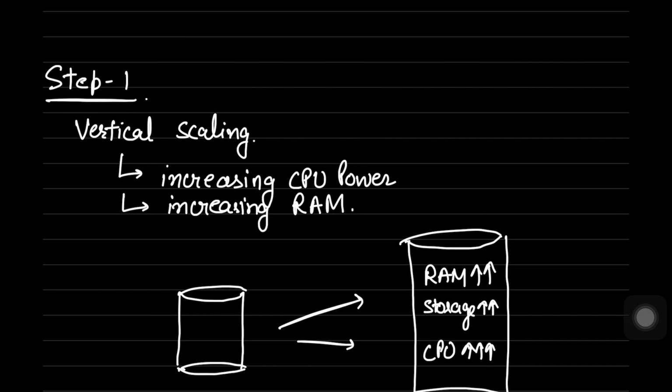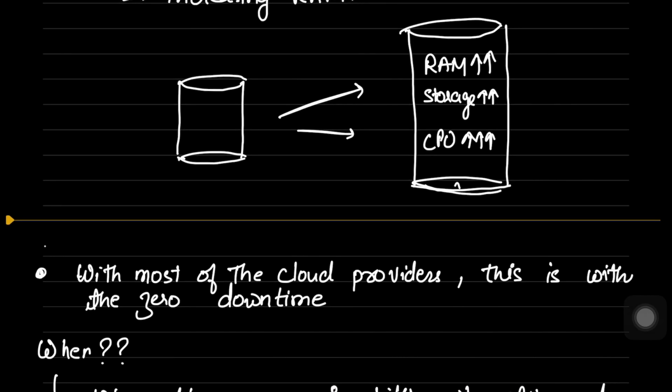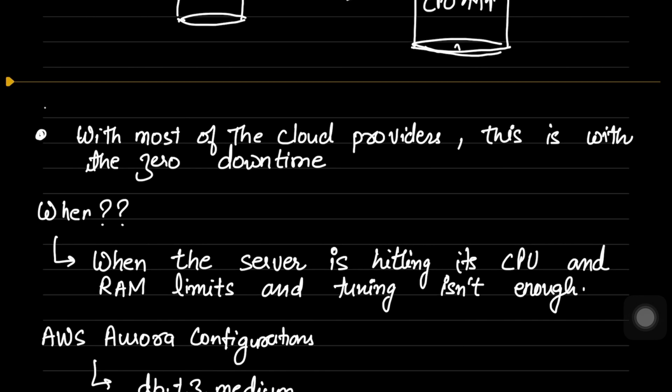So you end up having no option other than vertically scaling up, which means you are increasing the CPU power or the RAM and storage of your database server. With most of the cloud providers, this comes with zero downtime, so you don't have to worry too much about it. And on the application side also there are no changes. All you have to incur is more cost because you're moving from a smaller instance to a larger instance.